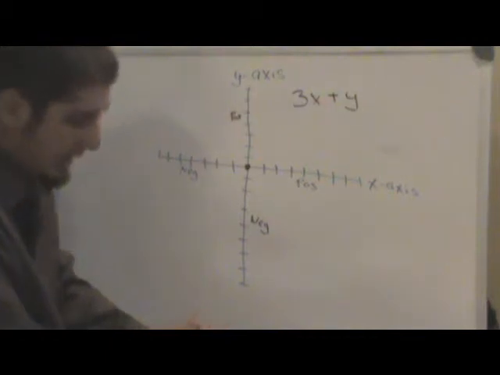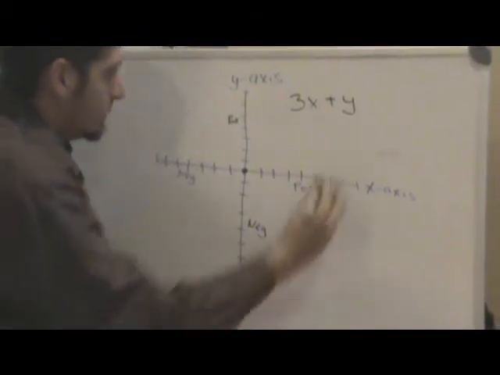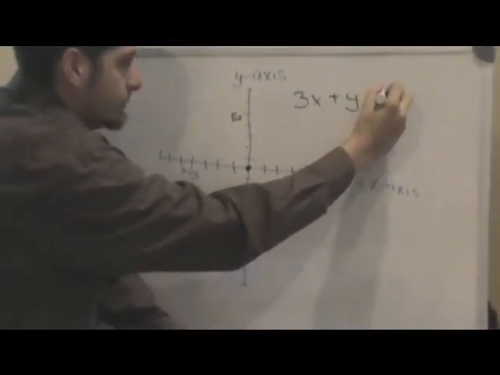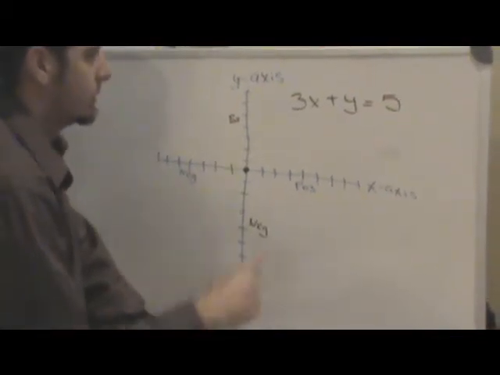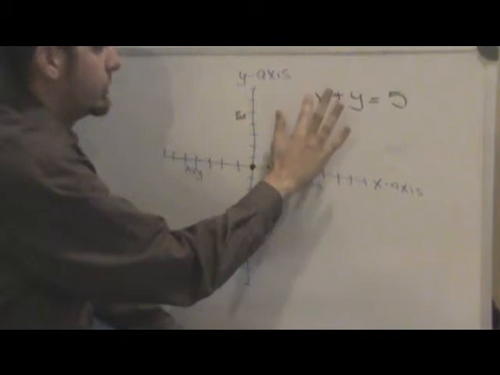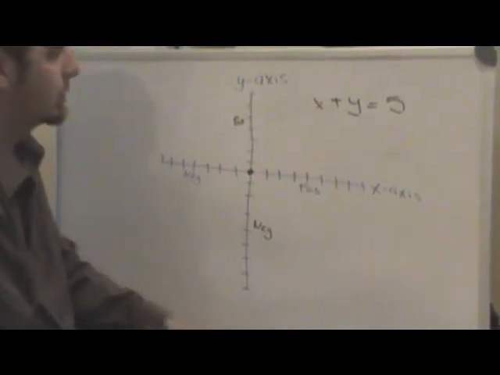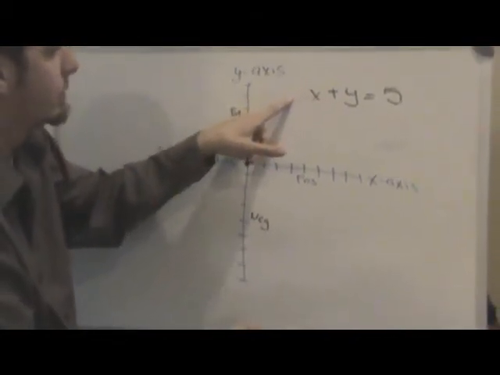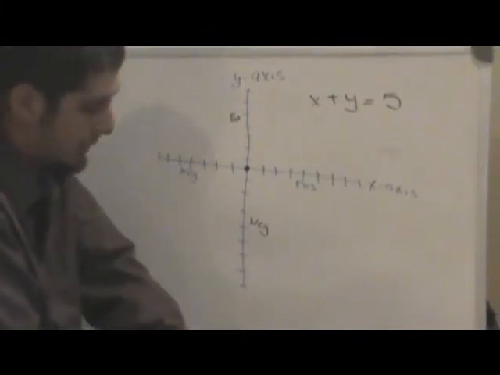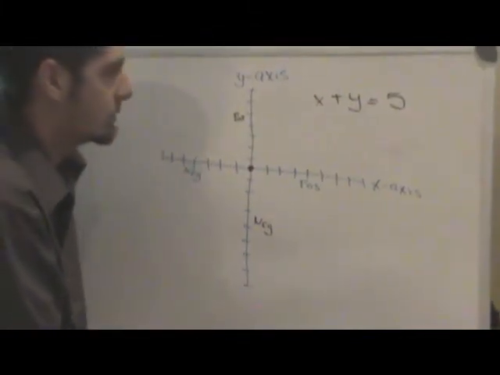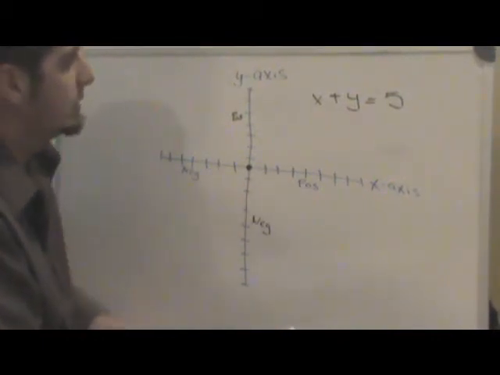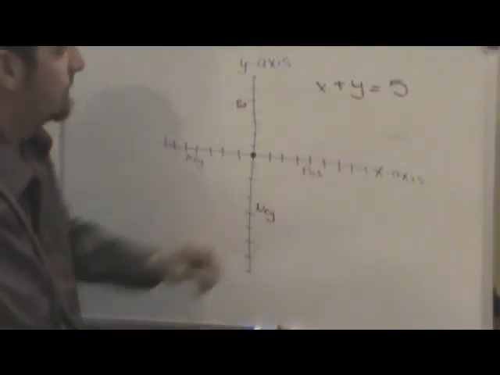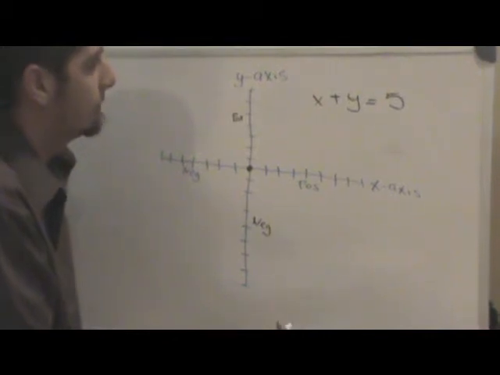So when you have a linear equation, we'll just do a simple one. We're just going to do x plus y. I was going to put a number next to the x and a number next to the y, but we're going to make this simple because this is the first time you're being introduced to this. But when you have a linear equation such as this one here, we have x plus y equals 5.